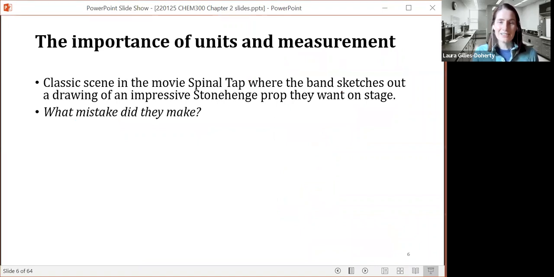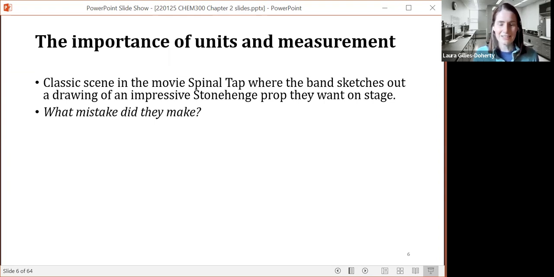So continuing our discussion about the importance of measurements, I don't know if any of you have seen this movie, made in the early 90s, late 80s, called Spinal Tap. It's a Mel Brooks movie. So if you've seen The Princess Bride or Spaceballs, it's one of those types of comedies.